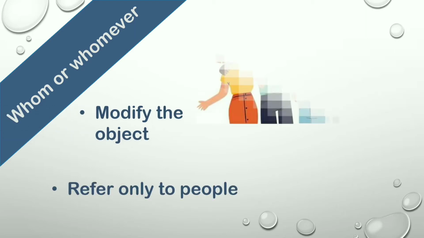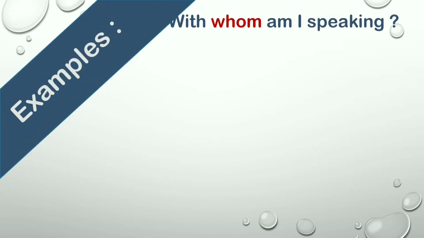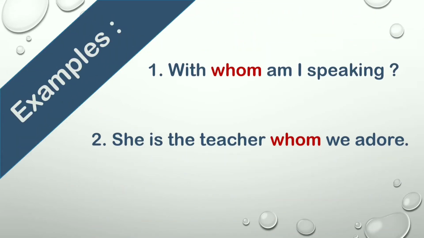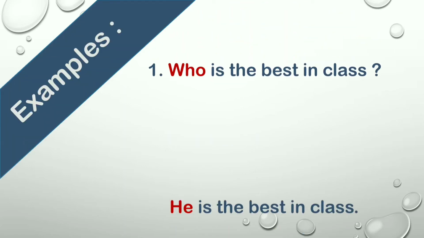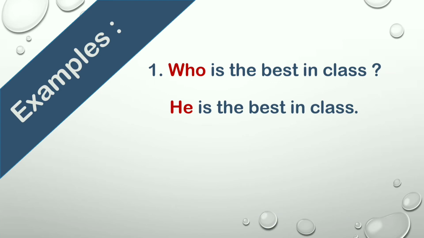Now, the second one is whom or whomever. Well, whom modifies the object in the sentence and refers only to people. For example, with whom am I speaking? She is the teacher whom we adore. So, basically, who is a subject pronoun. Now, remember, what are the subject pronouns that can refer to people only? He and she, right? So, use who when the subject of the sentence would normally require a subject pronoun like he or she. For example, who is the best in class? And the answer would be he is the best in class, right?